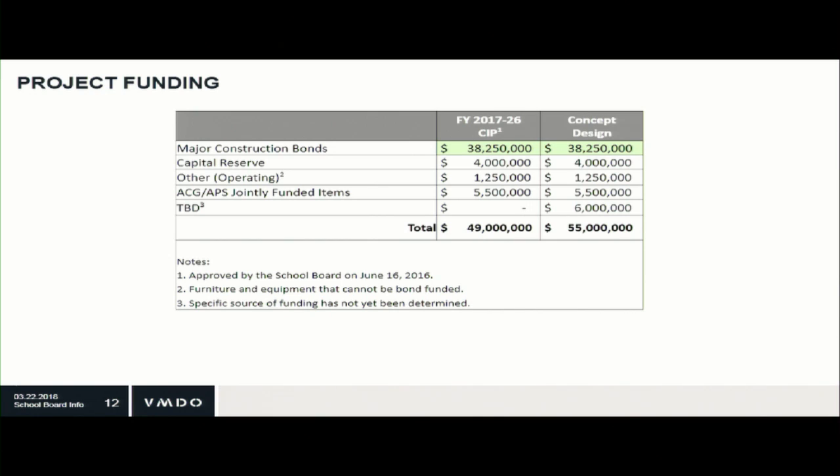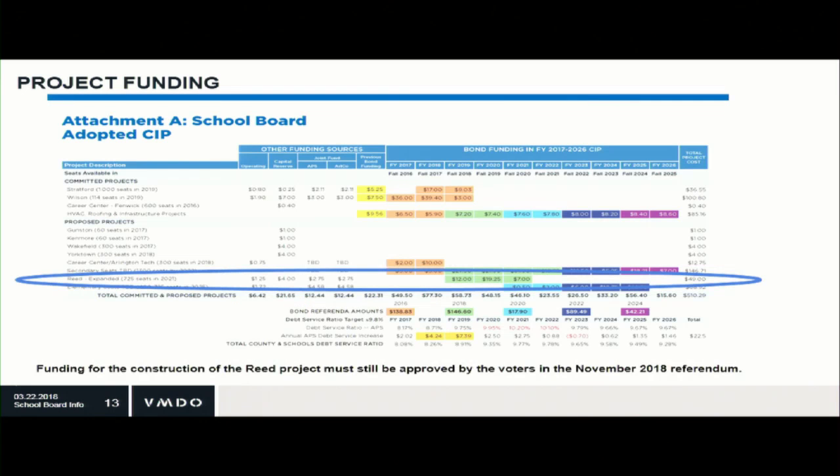One of the things I want to draw your attention to is the green shaded major construction bonds figure, because in the CIP, and I'm going to show you that next. Oh, you can't see that very well. Well, I can't see that very well. You might be able to see it perfectly.